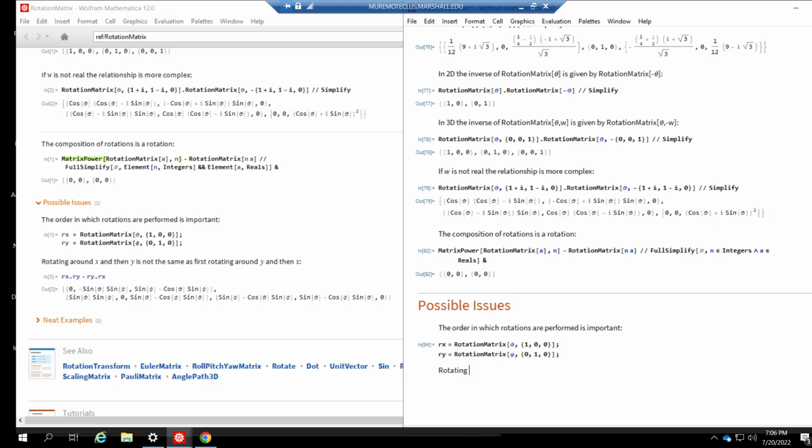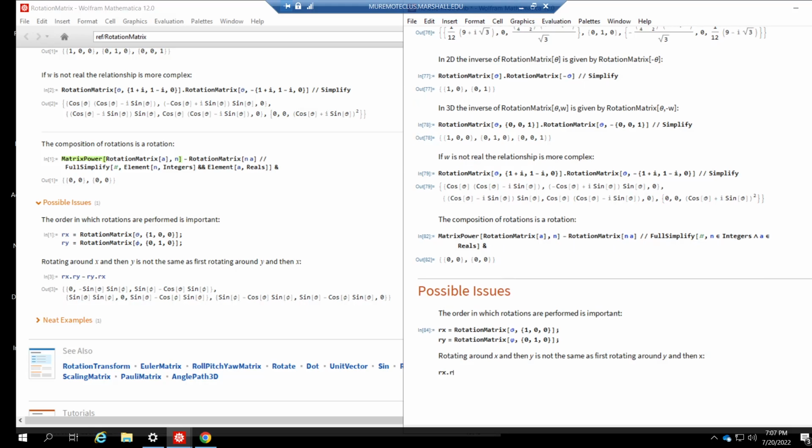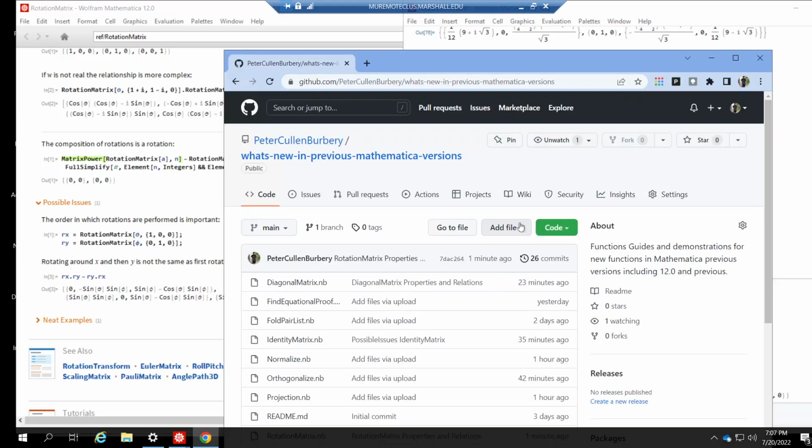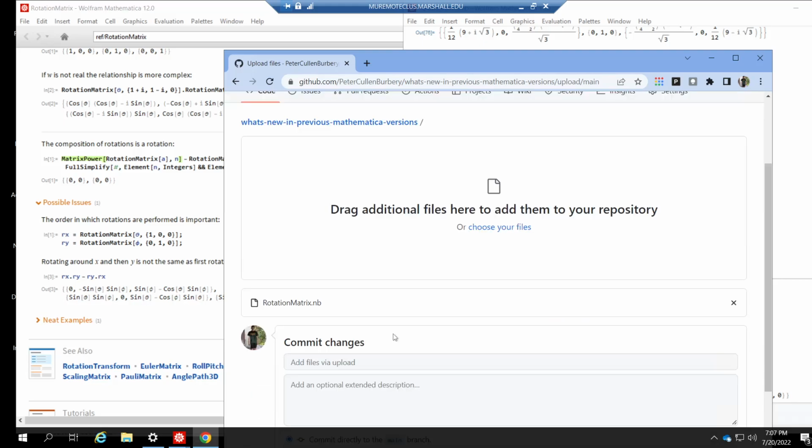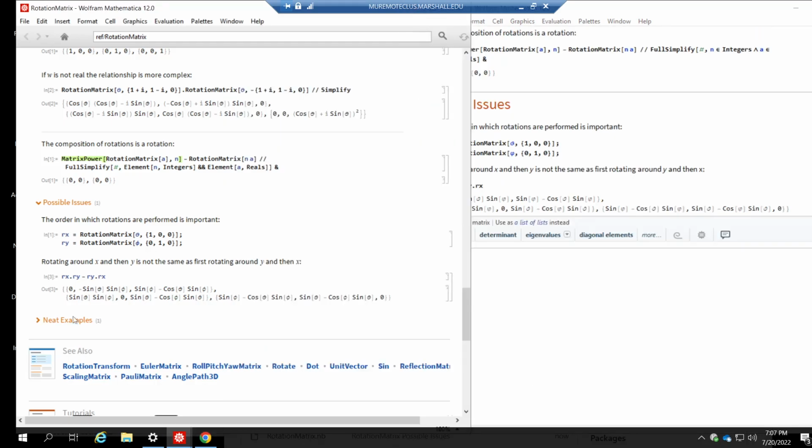Rotating around X and then Y is not the same. It's first rotating around Y and then X. Rx . Ry minus Ry . Rx. Okay. Possible issues. RotationMatrix, possible issues. That's cool.